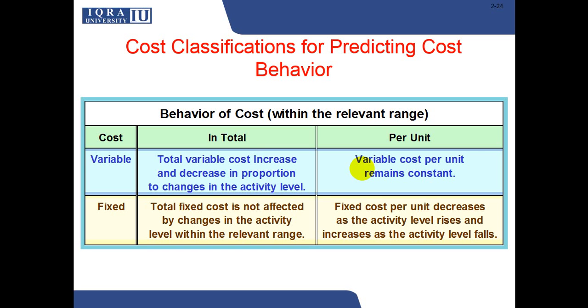Fixed cost per unit decreases as the activity level rises and increases as the activity level falls. If I want to calculate the per unit cost, I will divide my total cost by the number of units. So my fixed cost per unit would change every month, right? So we can easily calculate the cost per unit and in total, and we can see the behavior that in total the variable cost is changeable, but variable cost per unit is constant, whereas the fixed cost in total is constant, but per unit is variable in nature.